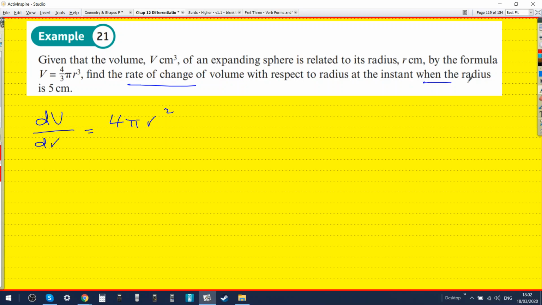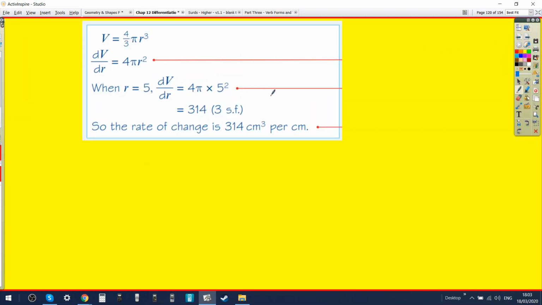Rate of change. When the radius is 5 centimeters, so you sub in 5 for r. 4 pi times 5 squared. I got 100 pi. Yep. Great. If only they were all that easy.